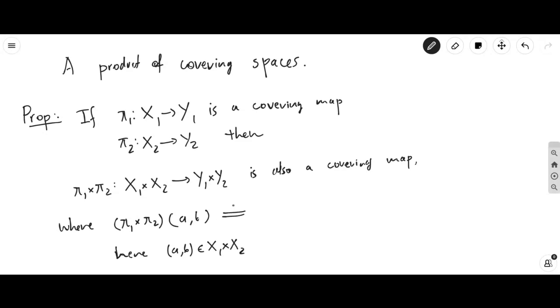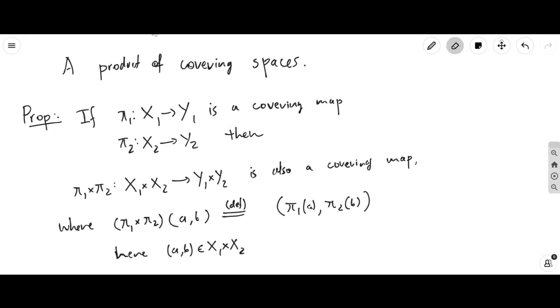So this is equal to, by definition, this is how we're defining the product map. You apply pi1 to the first coordinate, you apply pi2 to the second coordinate, and then you put them as a pair. And then you need to understand that pi1 of A is an element of y1, pi2 of B is an element in y2, and together that pair is now an element in y1 product y2. So you've just constructed a map between these two.